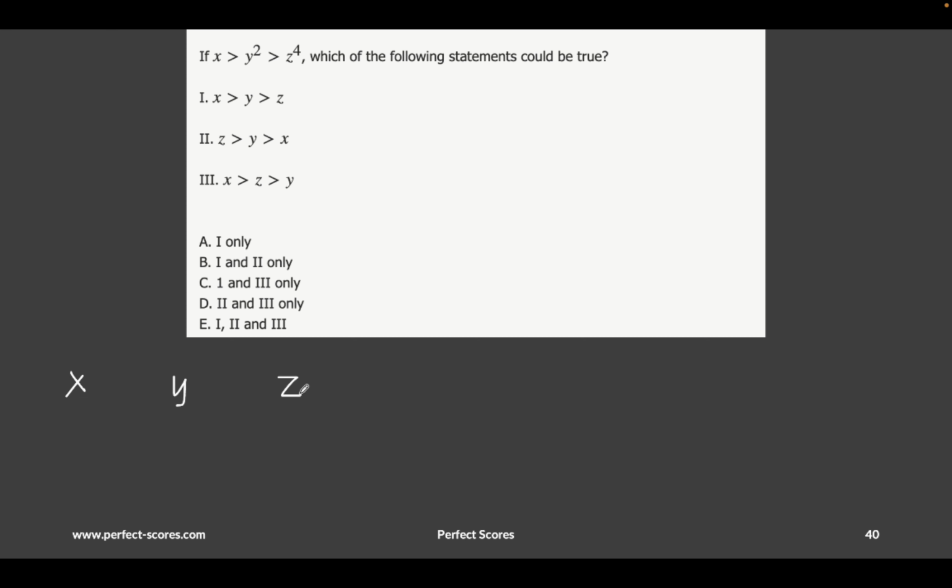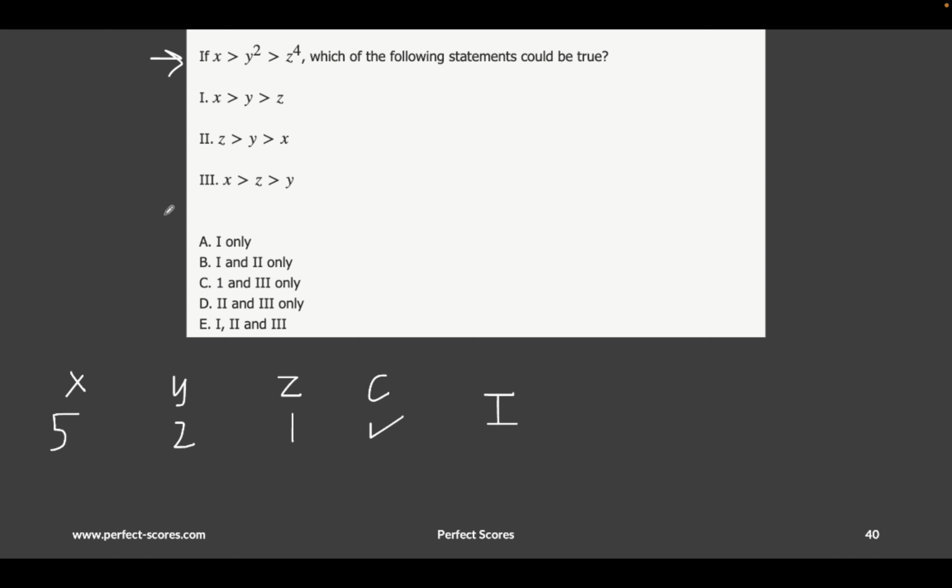So what I'm going to do is first of all, I'm going to play with positive numbers. I'm going to make z 1, I'm going to make y 2, and I'm going to make x 5. Now why did I do that? Because 2 squared is 4, so I want to make sure that I satisfy this condition here. So this condition is definitely satisfied, that is x is greater than y square, which is greater than z to the power 4. So out of these 3 conditions, which condition is satisfied? So you got x greater than y greater than z, so condition 1 is true.